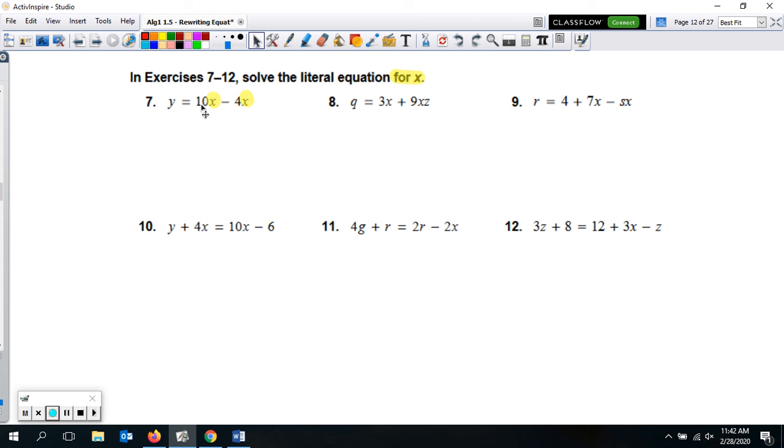And so this would be easy to do. You can combine like terms since they're both like terms here. So we're going to start off by saying y is equal to, and then 10 minus 4 is going to give us 6x. So we can just combine those like terms to give us that.